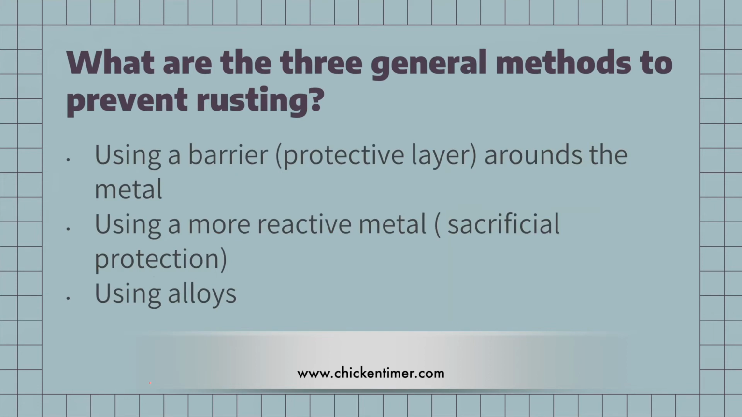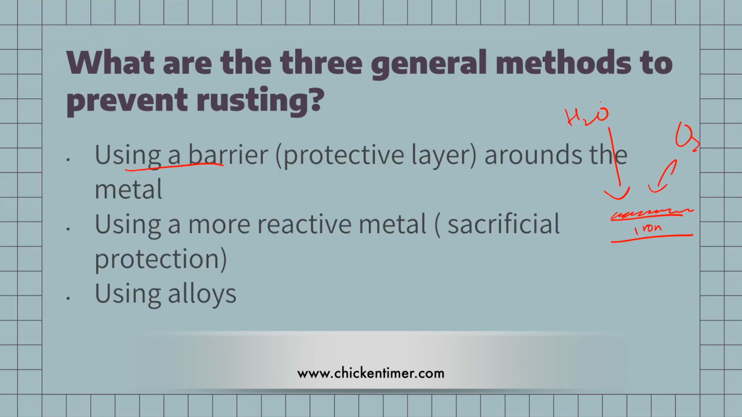So if you want to prevent rusting, there are a couple of ways to do it. There are three general ways of doing rust prevention. Number one is you use a barrier. That means you cover the metal with a protective cover. So when you cover with something, then air doesn't go in, water doesn't reach the metal, then rusting won't happen.